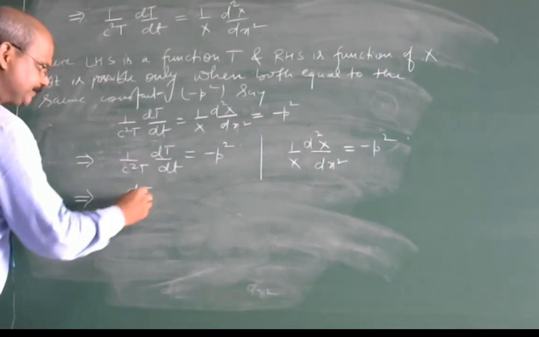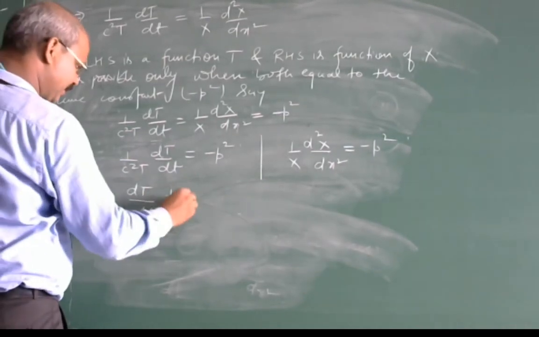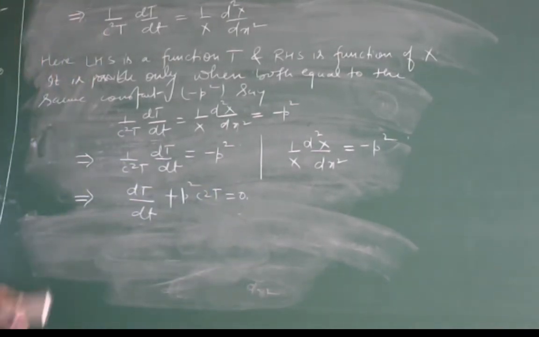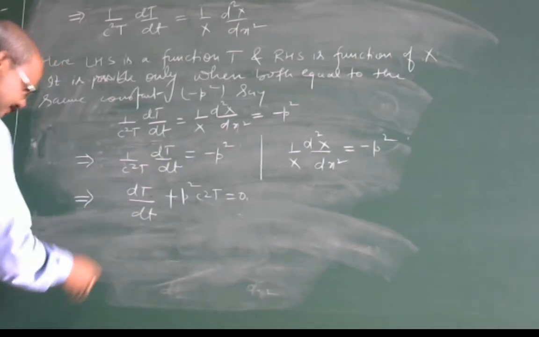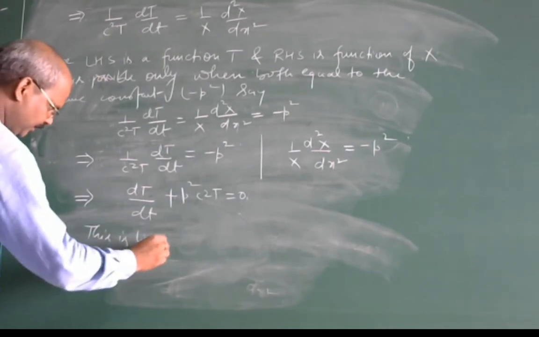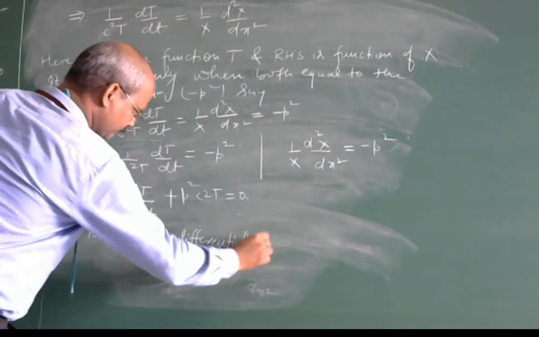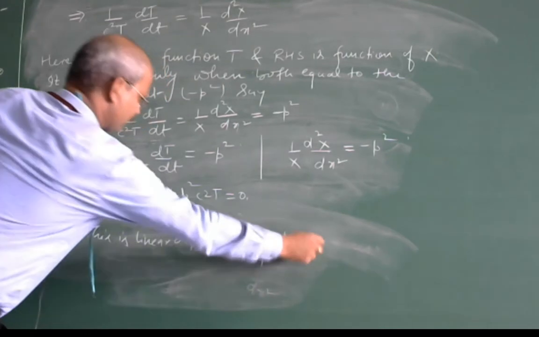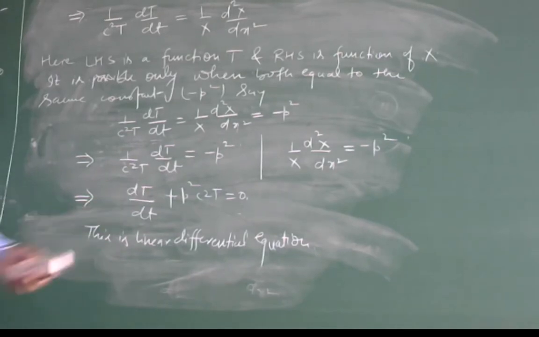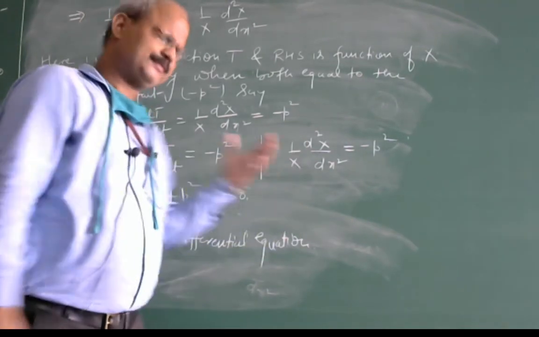This is dT by dt plus p square c square T equal to 0. Just see, this is a linear differential equation. It can be solved by finding the particular integral, complementary function, or integrating factor.